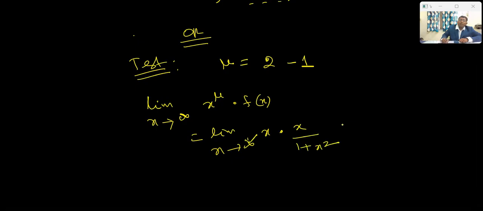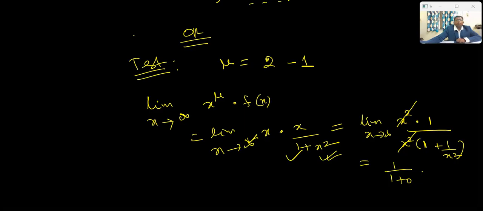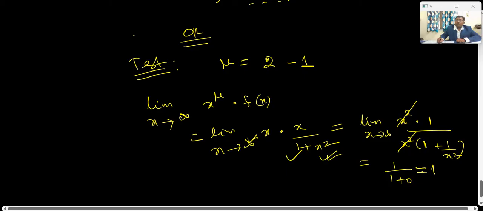While evaluating the infinite limit, we divide by the highest power in the numerator and in the denominator. In the numerator, I take x square common, it is 1. In the denominator, if I divide and multiply by x square, this will give 1 and 1 by x square. Now this x square and x square cancel. It will give me 1 by 1 plus 0, so this is equal to 1.